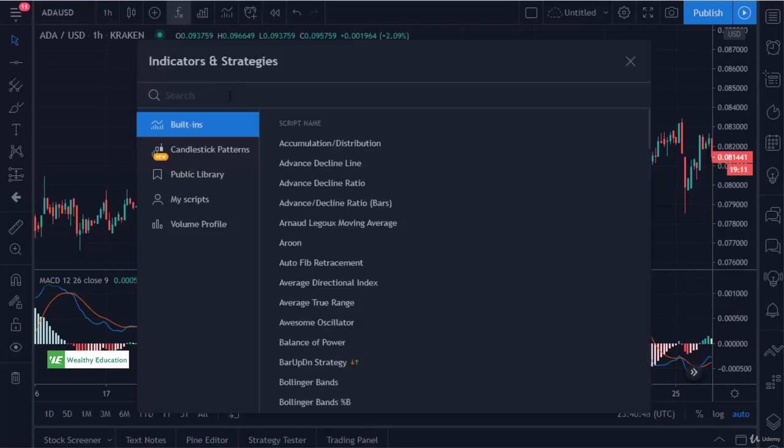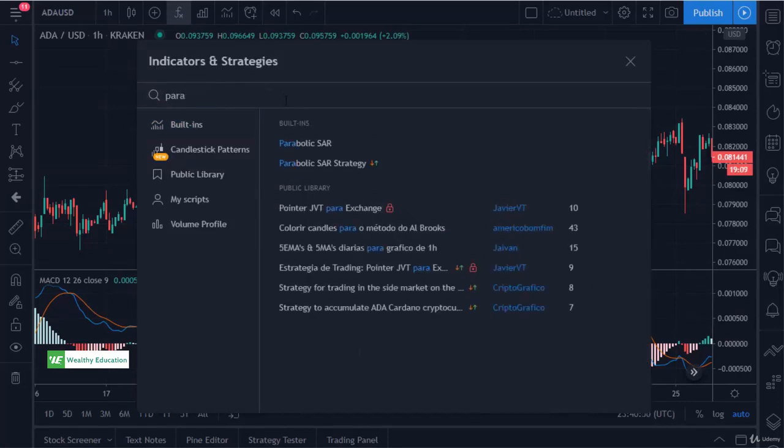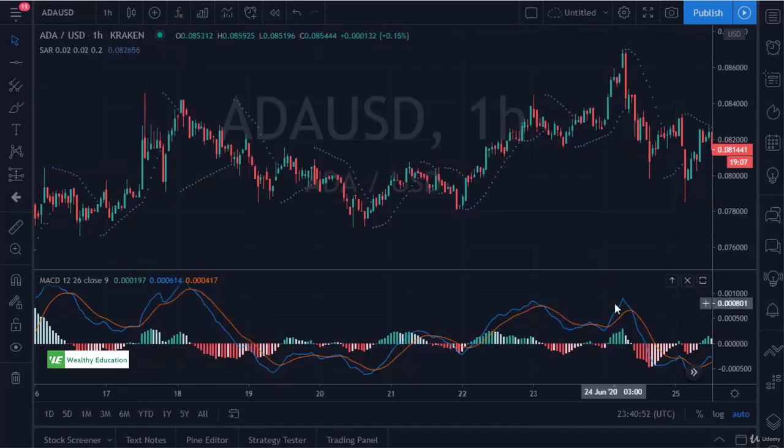And just for good measure, let's put the parabolic SAR on and see what it was telling us. And you can see that it was telling us to be bullish as well. Plenty of reasons to go long. The first one, of course, is the price action itself.